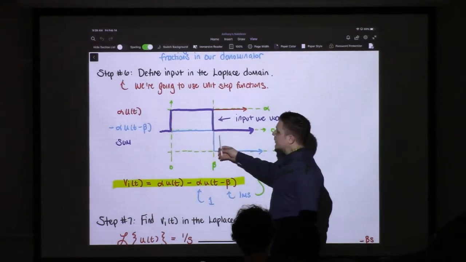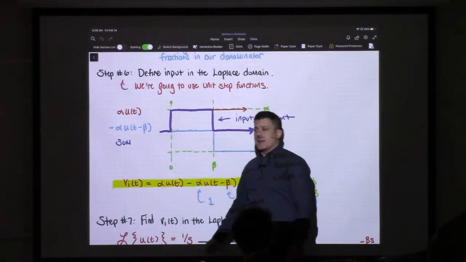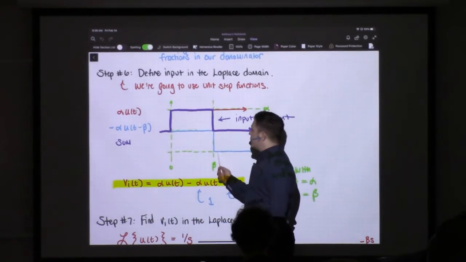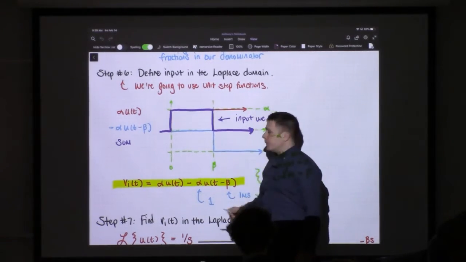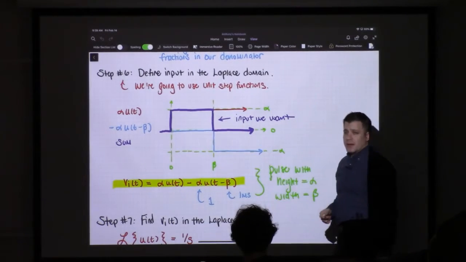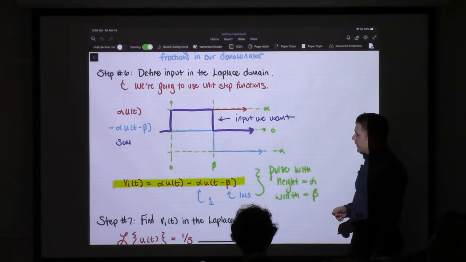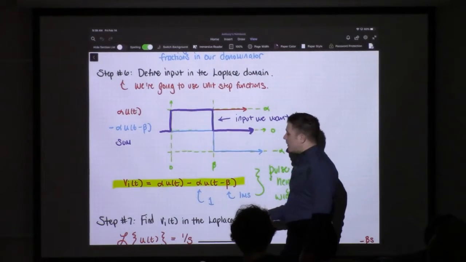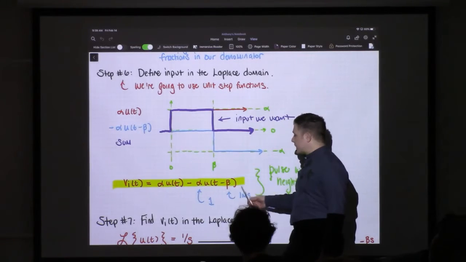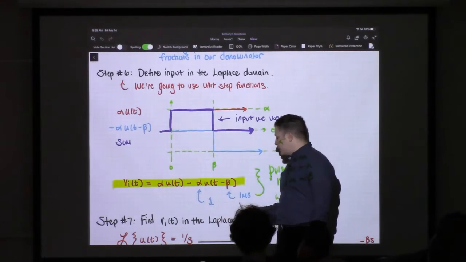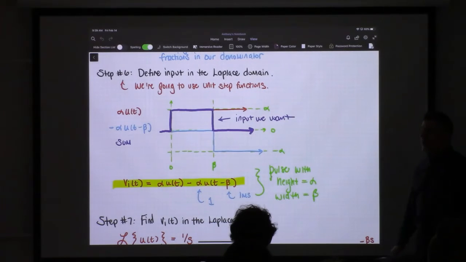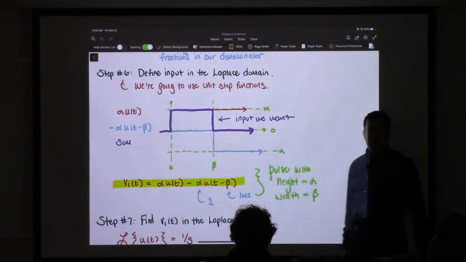We also shifted it to the right by time of beta seconds. And then when we add the red and the blue together, we get the purple, which is a pulse that looks as we expect it to. So our input function in the time domain will be alpha u of t minus alpha u of t minus beta, where alpha is 1 and beta is 1 millisecond. However, for the purposes of this problem, we're just going to go ahead and leave it as alpha and beta.